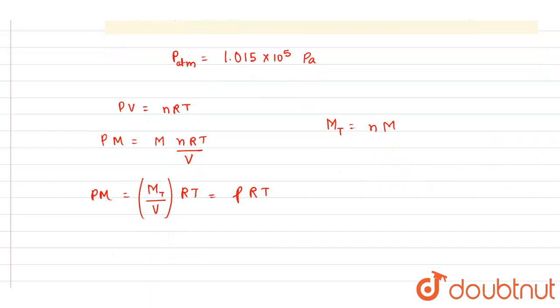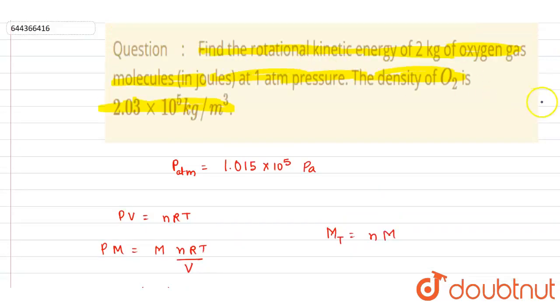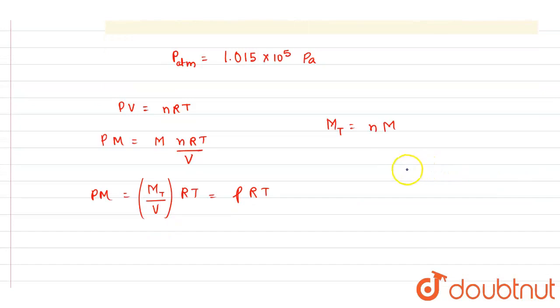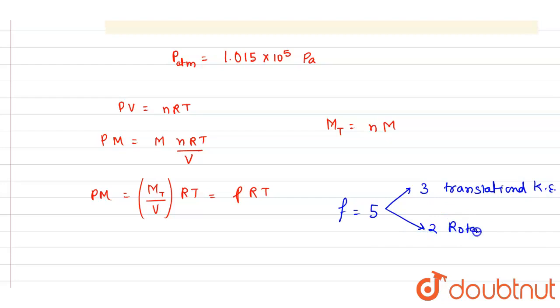Now we want the rotational kinetic energy, right? And we know that the total degree of freedom in a diatomic gas is equal to 5. Out of this, 3 is in translational kinetic energy and 2 is rotational kinetic energy.